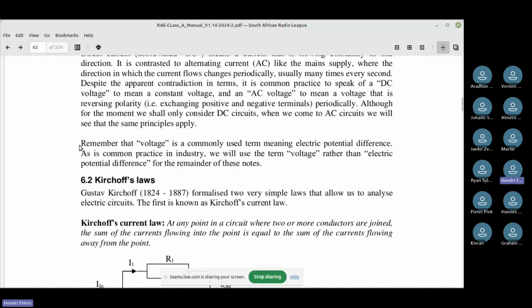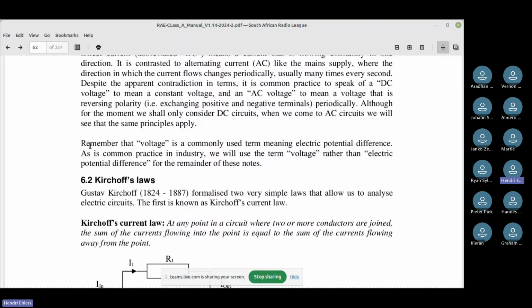Okay, this is important because I remember, I think it was in Louis' class, that they used the E instead of the V, and everybody asked why the E was there. Now here they say, remember that voltage is a commonly used term meaning electric potential difference. As it's common practice in industry, we will use the term voltage rather than electric potential difference for the remainder of these notes. Now, the electric potential difference is where the E comes from, but it just causes confusion.